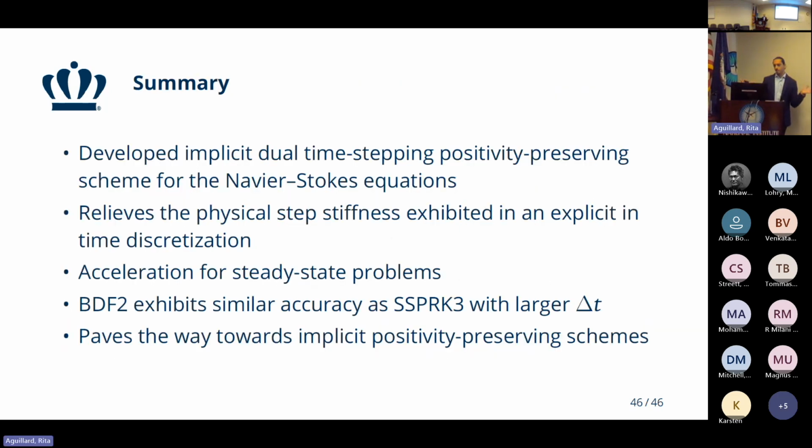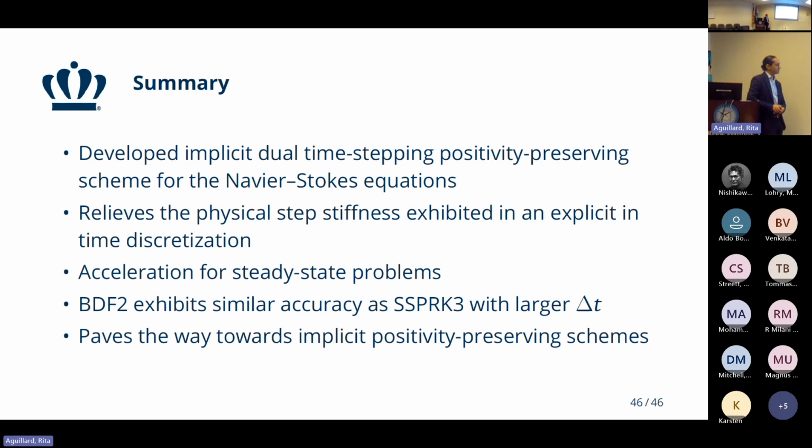So to summarize this talk, we developed implicit dual time stepping positivity preserving schemes for the Navier Stokes equations. And we're handling some of this stiffness that we've seen with the Taylor-Green vortex. We're able to use 10 to the minus 3 in comparison to 10 to the minus 4. And we're able to get some acceleration for the steady state case, at least for the non-stiff one. And we still get similar accuracy with BDF2 in comparison to SSBRK3.